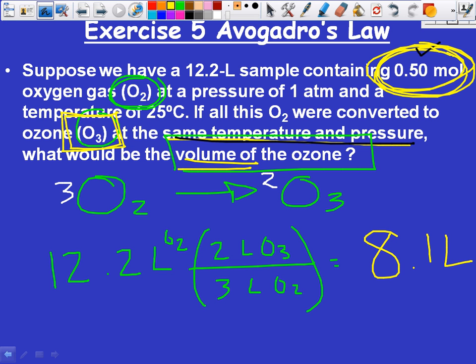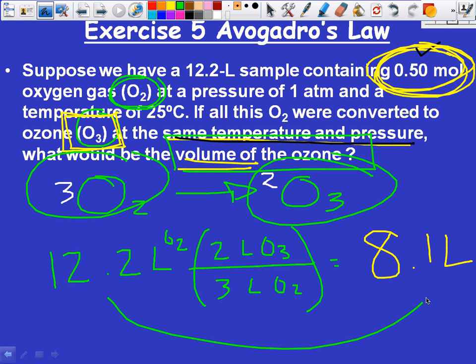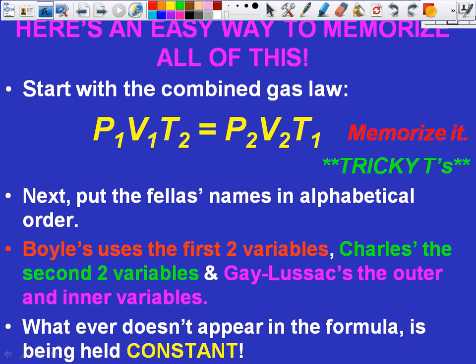All right, so notice what happens. We have 3 moles of O2. It decreased to 2 moles of O3. And what happened to the volume? The volume got less, even though the temperature and pressure were the same. Okay, so what does that tell you? That basically the fewer moles you have, the smaller the volume. Okay? All right, so let's go from there.